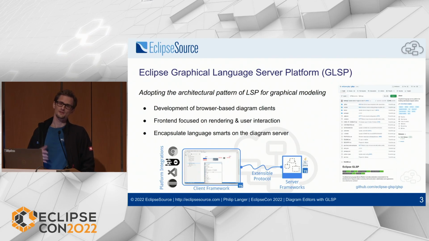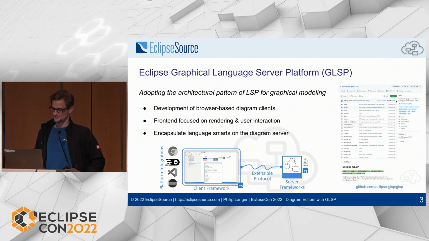GLSP does that by adopting the idea of the language server protocol, which, I'm sure you've heard of it, is really popular and more or less the de facto standard for building language support for modern tools. But of course, GLSP applies this idea and adapts it to diagram editing and graphical languages. And with that, you gain the same benefits, which is basically that it enables the development of browser-based diagram clients, whereas the front end is really focused on diagram rendering and user interaction. And the entire language smarts, model management, model manipulation, and stuff like that is encapsulated in a diagram server.